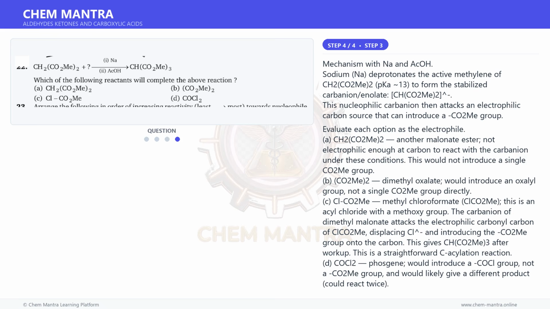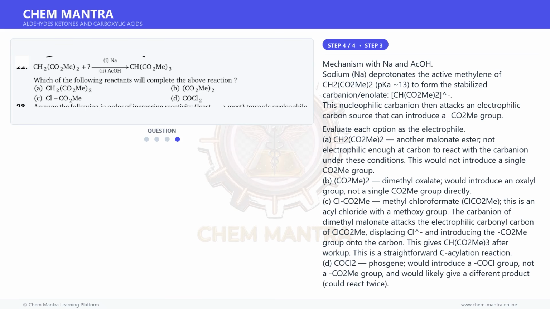Why is option C correct? Methyl chloroformate, ClCO2Me, is the correct electrophile. The sodium enolate of dimethyl malonate attacks the carbonyl of methyl chloroformate, and after AcOH workup, the product is CH(CO2Me)3. This is a classic C-acylation of an active methylene compound.